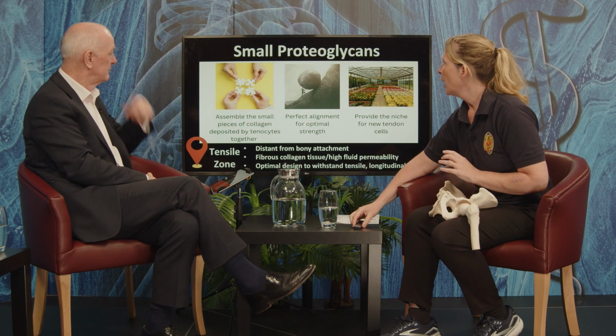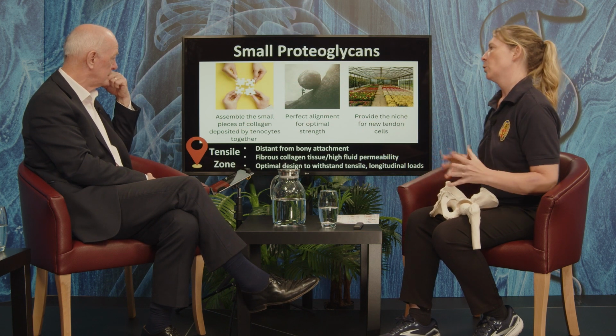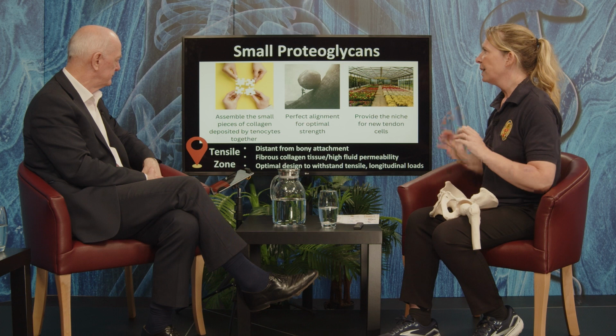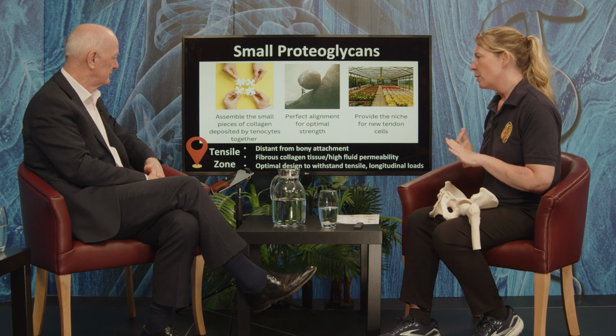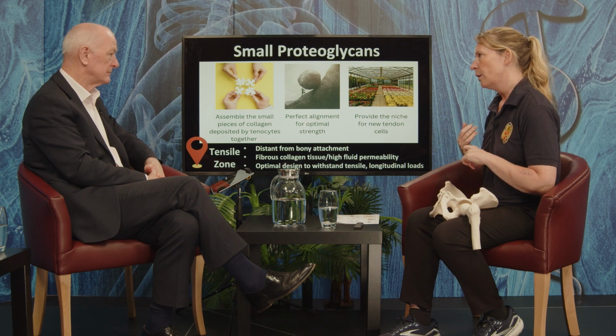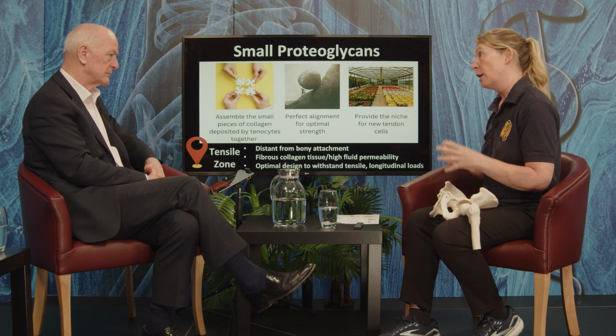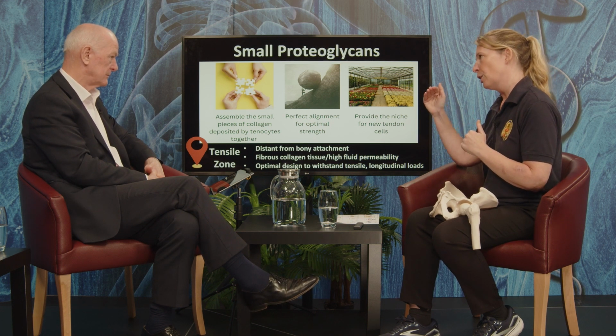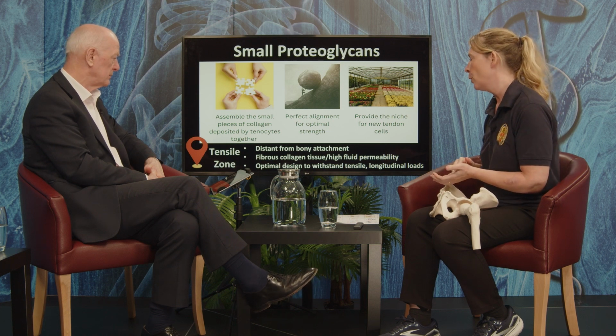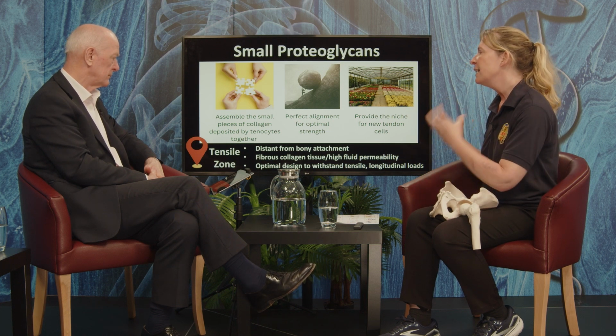So here we go. You have small proteoglycans and large ones. You find small ones in a different zone of the tendon to the large ones. There are 3 zones in the tendon: a tensile zone, then the transition zone, and then the compressive zone. The tensile zone is far further away from the bony attachment, and the compressive zone is close to the bone where the tendon attaches. So they're slightly different in the makeup.